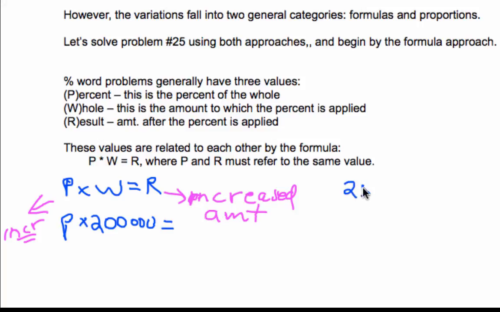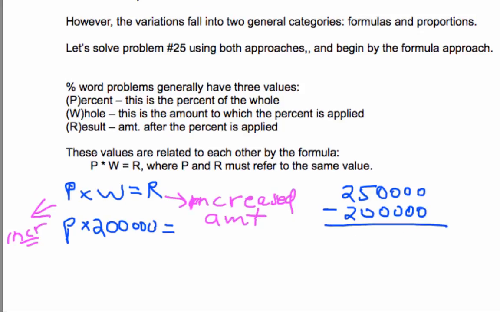Now the result has to be the increased amount. Well, the new amount is $250,000. That's not the increased amount. That's the new amount. To figure out the amount of the increase, we have to subtract the original amount. And if we do that, we see the increased amount is $50,000. So this is the amount we will now plug in to the R representing the increased amount.